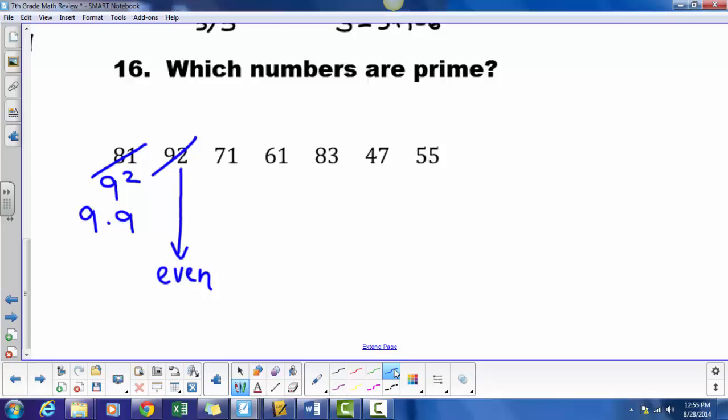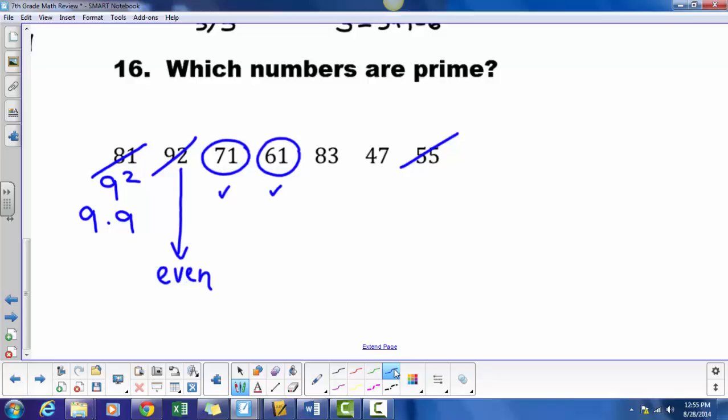So let's go ahead and look. Do we have any other even numbers? No, we don't. Do we have any numbers that end in a 5 or a 0? We sure do. We can cross those off. Let's see. 7 plus 1, 71. 7 plus 1 is 8. 8 is not divisible by 3, so this number is probably prime. We're going to have to check it, but it's probably prime.